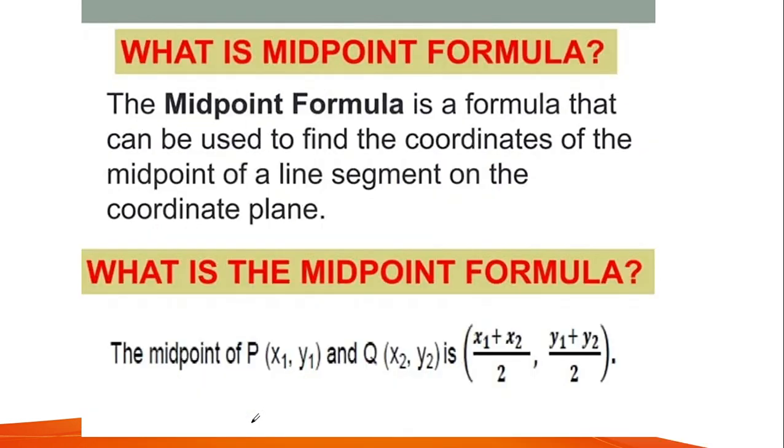Okay, so let's recall, a summary before ending this topic. So, what is the midpoint formula? The midpoint formula is a formula that can be used to find the coordinates of the midpoint of a line segment on the coordinate plane. The midpoint of P, x1, y1, and Q, x2, y2 is x sub 1 plus x sub 2 over 2 and y sub 1 plus y sub 2 over 2. And that is our midpoint formula.